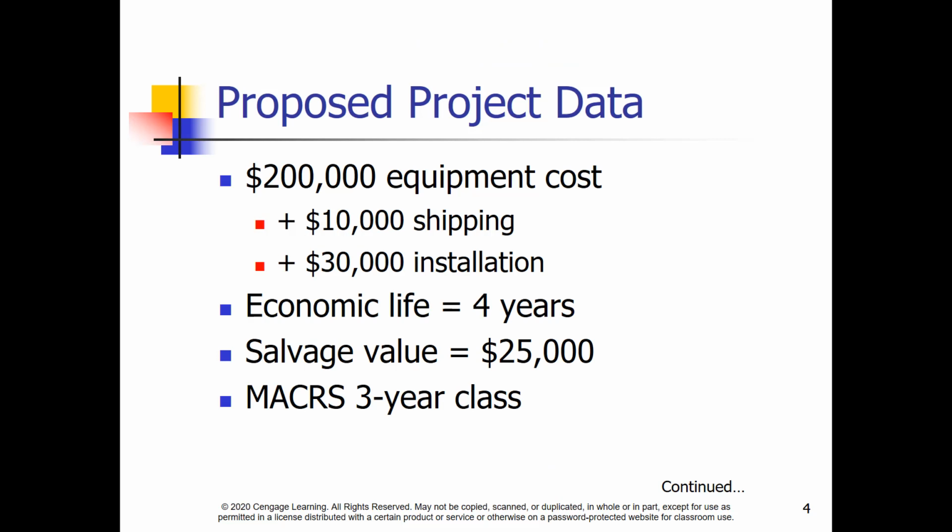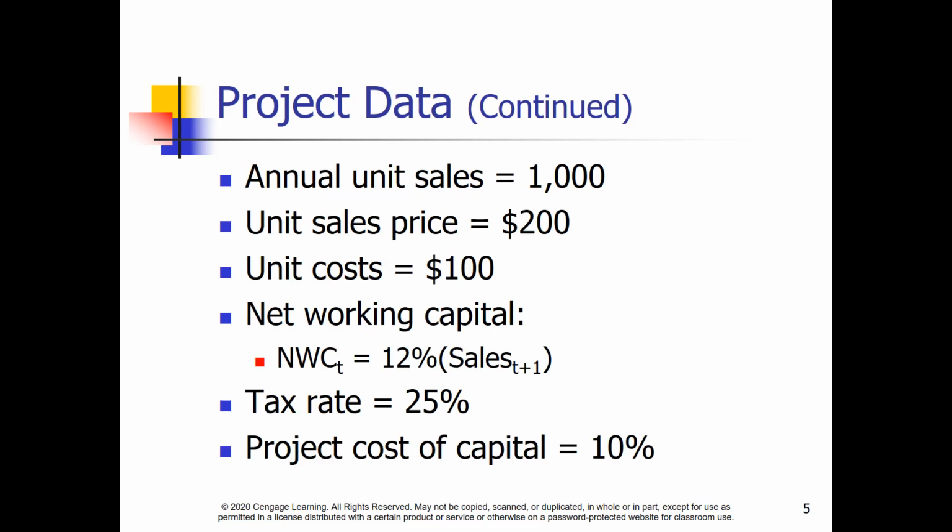Here's the data for our sample project from the mini case. The firm is considering adding a new product line. This and the next slides provide all the data we'll need to develop our capital budget. This slide describes the equipment to be purchased and how it will be depreciated. We're provided with the sales price and cost data. Note how net working capital is specified as a percentage of the expected sales the following year.